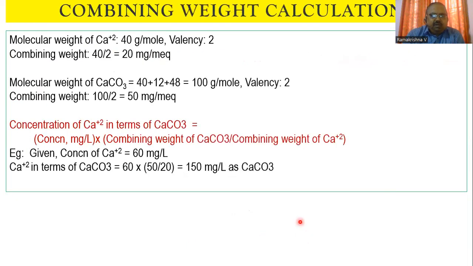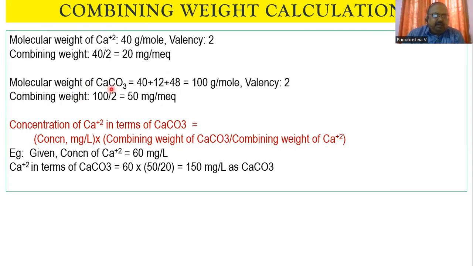Now, when you're talking about the chemical parameter, we should talk about the combining weight calculation. How are you going to calculate the combining weight? For example, you want to find the combining weight of the calcium ion Ca plus 2. If the molecular weight is 40 grams per mole, the number of charges on the calcium ion is 2. The combining weight is equal to 40 by 2, 20 milligram per milliequivalent.